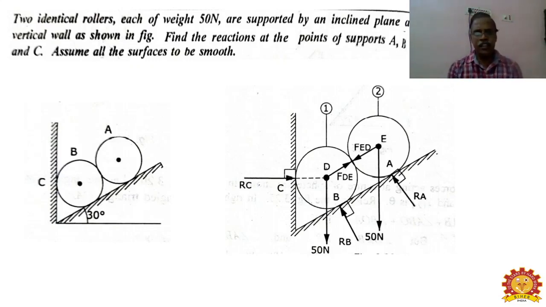Similarly, when you take the second roller, the weight is acting downwards, and it is in contact with the slope. RA will be the perpendicular reaction force acting at point A, and exactly opposite to that from cylinder 1, the force FDE will be acting. Now let us see how to solve the problem. Once you know how to draw the free body diagram correctly, it is very easy to solve the problem.